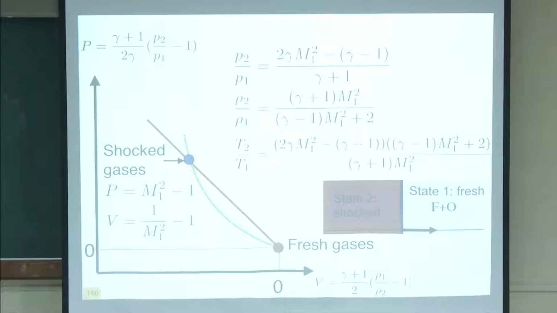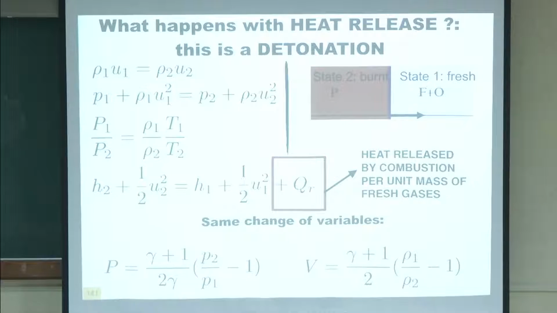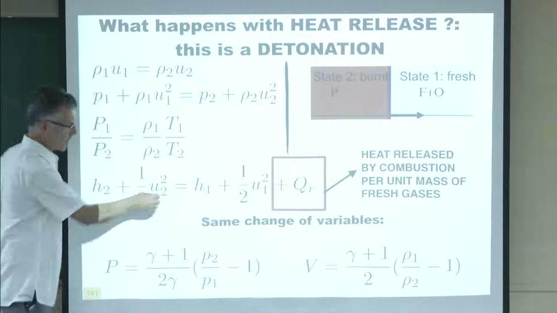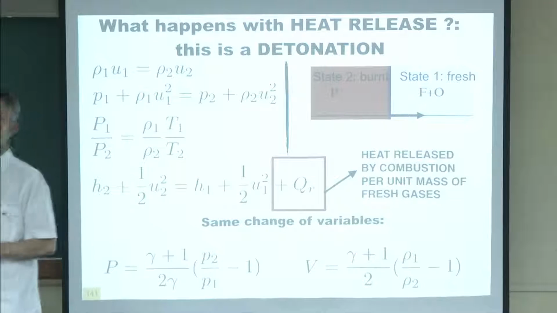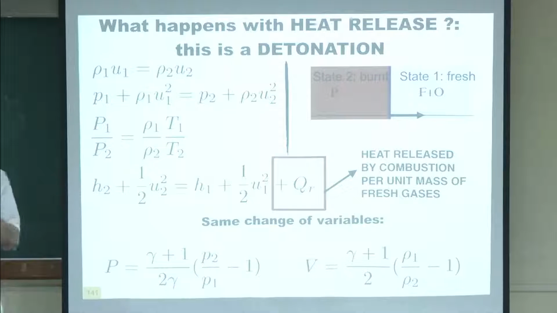Now you do the same thing with heat release. As I said before, you have the same equation, but now you have to add the heat released by combustion per unit mass of fresh gases. Every time the fresh gases, every kilogram, burns, it releases a heat QR. And you've seen this morning that QR is big. Okay? So it's going to change things.